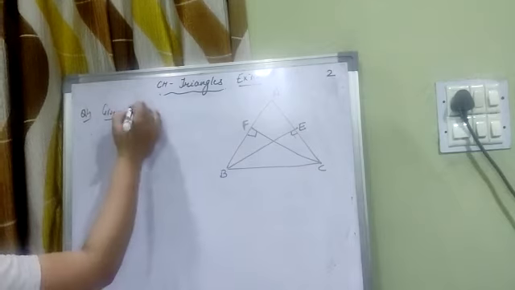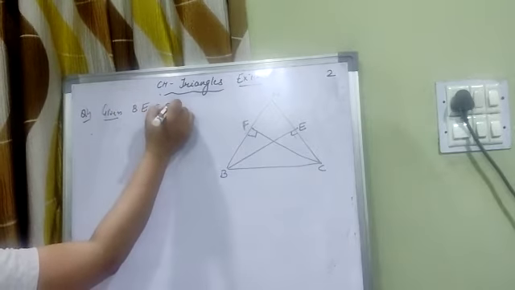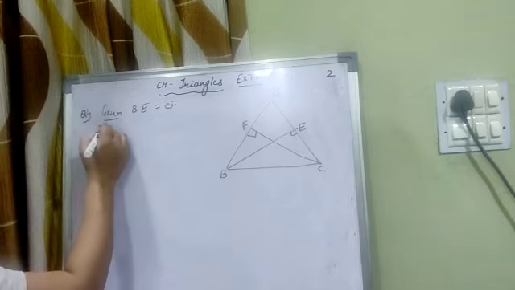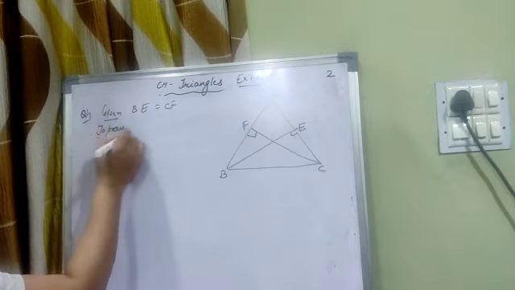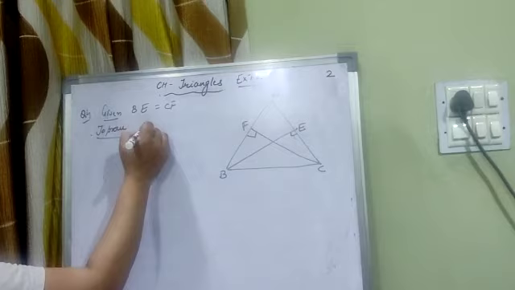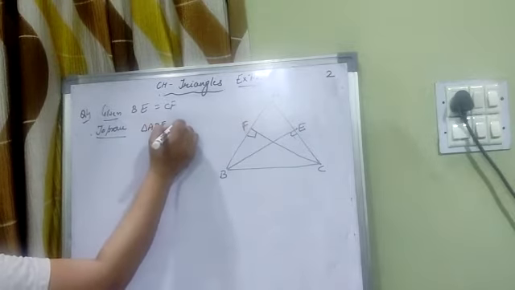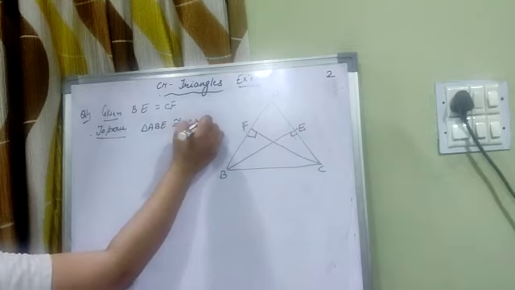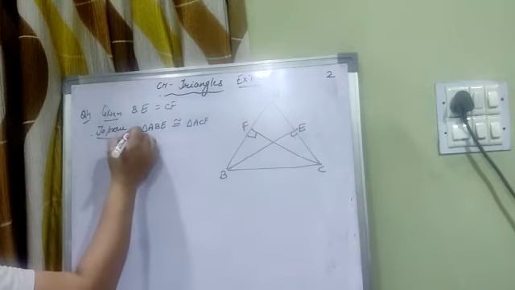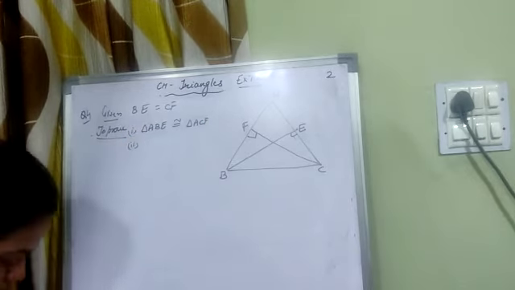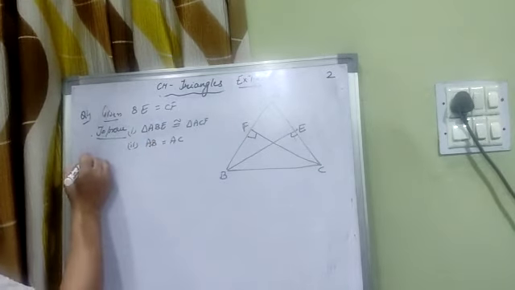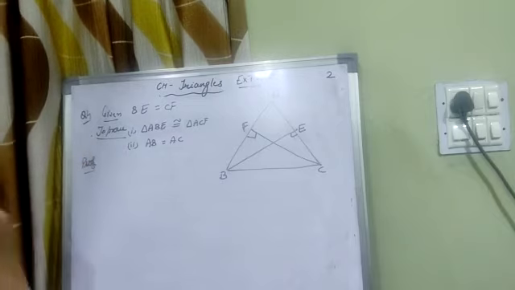What is given? Altitudes are equal, BE is equal to CF, and we have to show, to prove, triangle ABE is congruent to triangle ACF, and in the second part we have to prove AB equal to AC. So let us start the proof of this question.